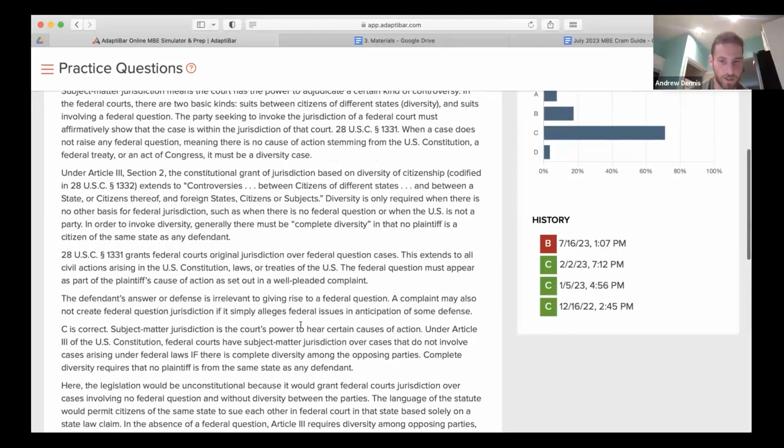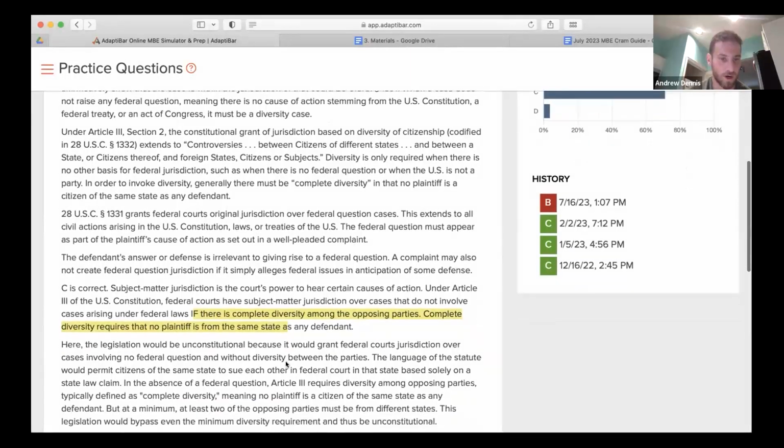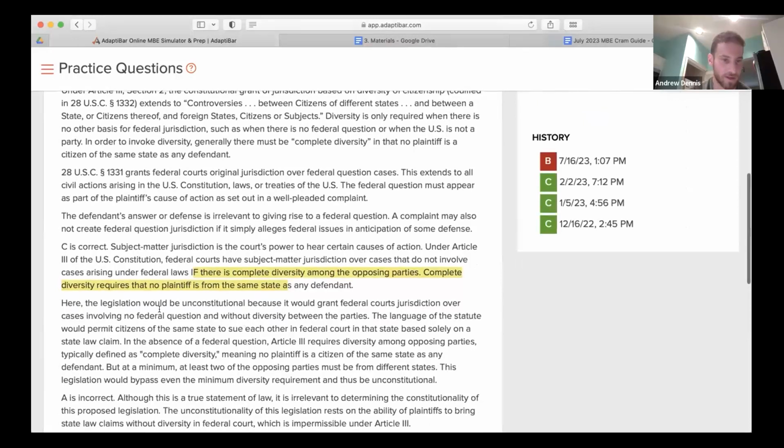SMJ is the court's power to hear certain cases under Article 3 of the Constitution. Federal courts have SMJ over cases that do not involve federal law if there's complete diversity. Complete diversity requires that no plaintiff is from the same state as any defendant. Here, the legislation would be unconstitutional because it would grant federal courts jurisdiction over cases involving no federal question and without diversity between the parties.